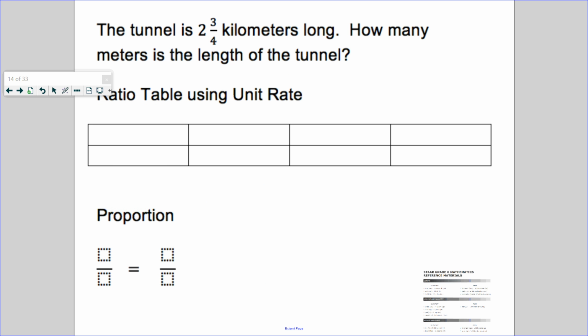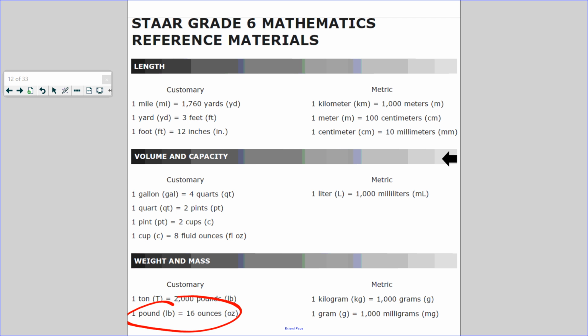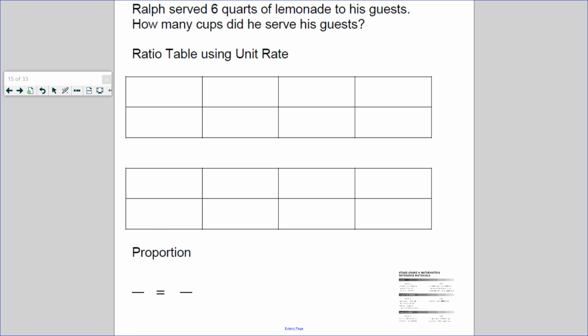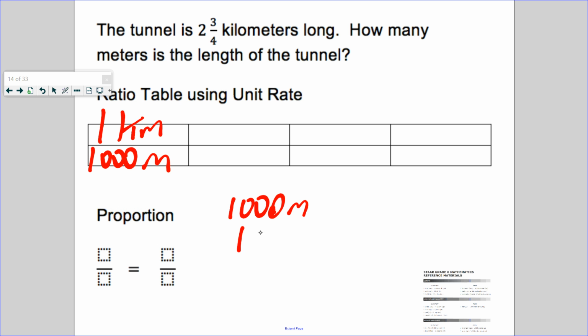The tunnel is 2 3/4 kilometers long. How many meters is the length of this? First of all, let's go back and look for kilometers and meters. It's right here. 1 kilometer is the same as saying 1,000 meters. You could write it that way, but maybe you prefer writing it this way: 1,000 meters is the same as saying 1 kilometer. It honestly doesn't matter as long as you put the units in the correct spot. So we have 2 3/4 kilometers. I'll put it right here, 2 3/4.